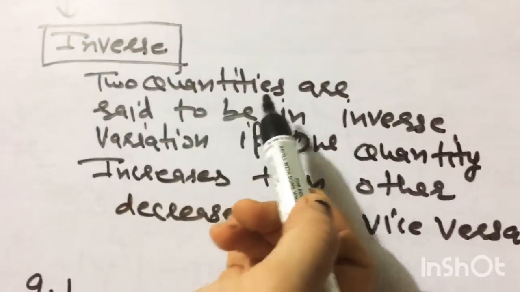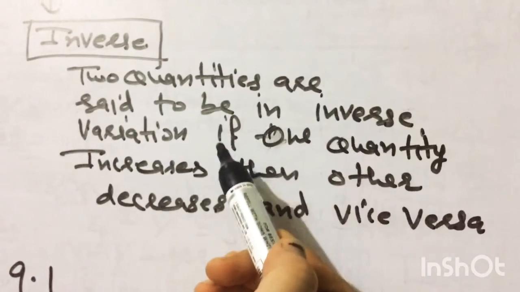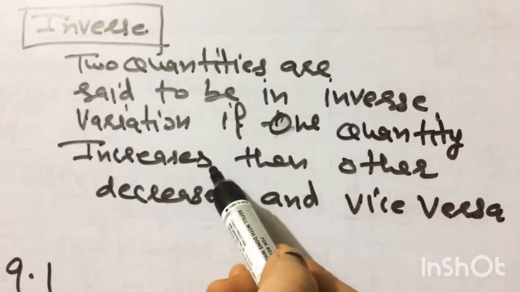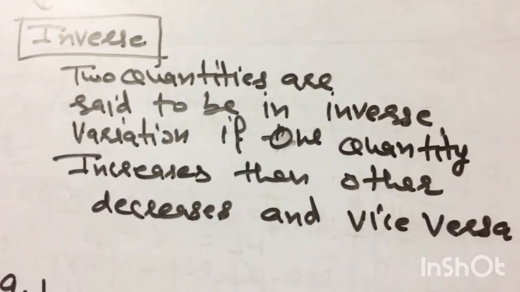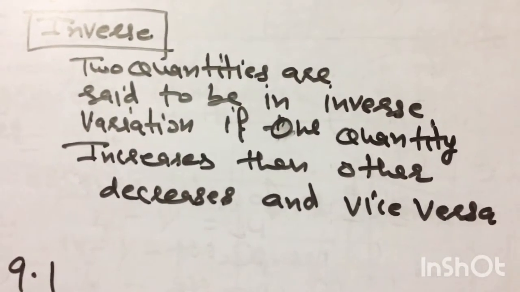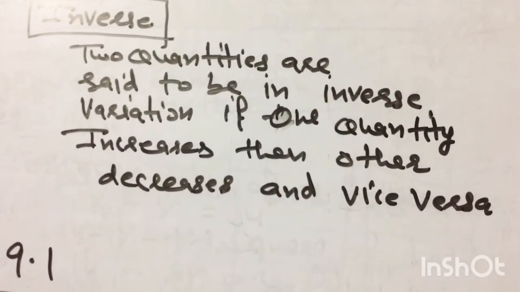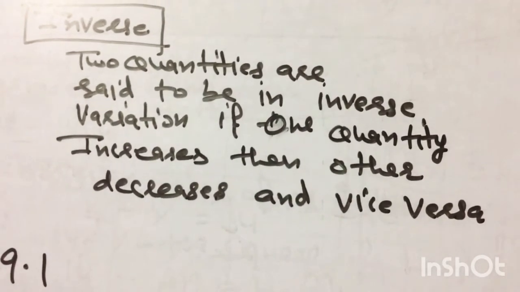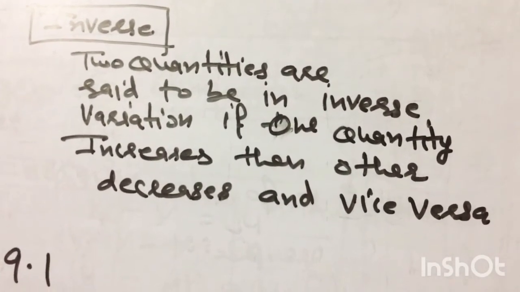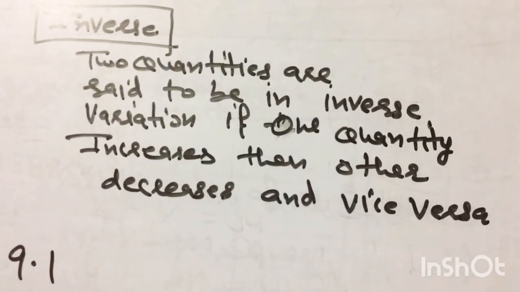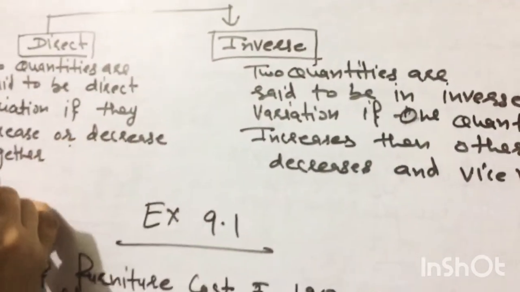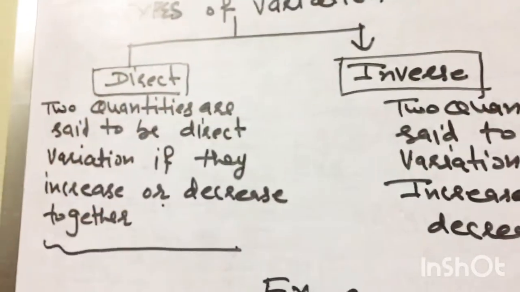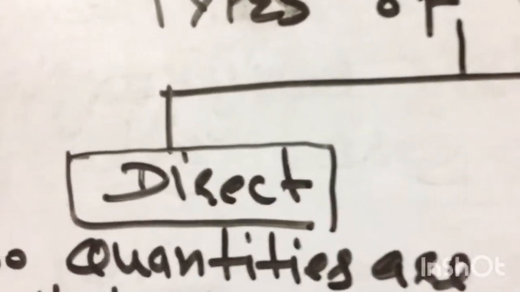Inverse: two quantities are said to be in inverse variation if one quantity increases and the other decreases, and vice versa. For example, if the speed of a vehicle is increased, then the time taken to cover a fixed distance is decreased. This is an example of inverse variation. Today I am going to explain some examples of direct variation.